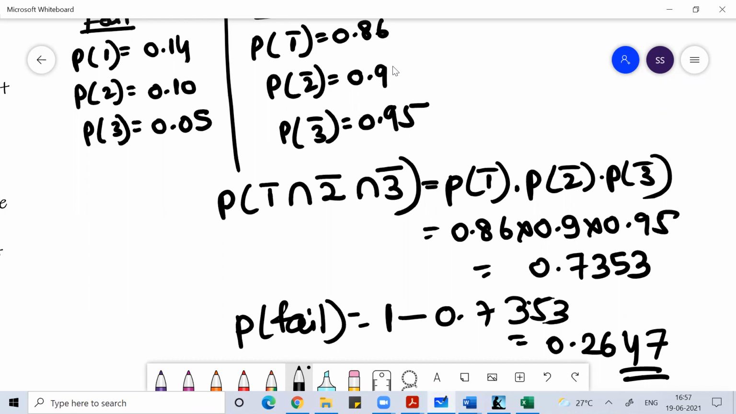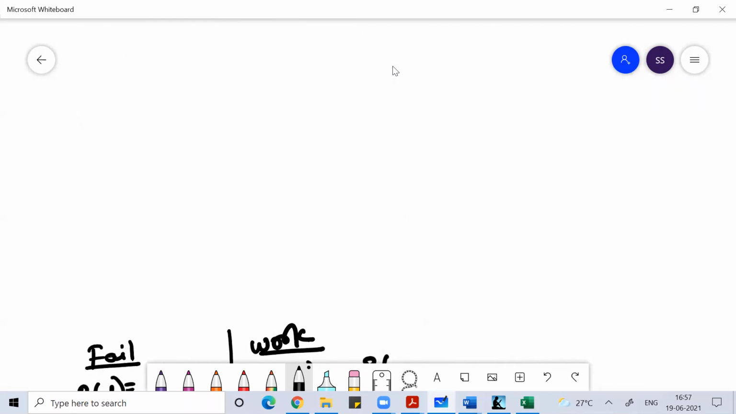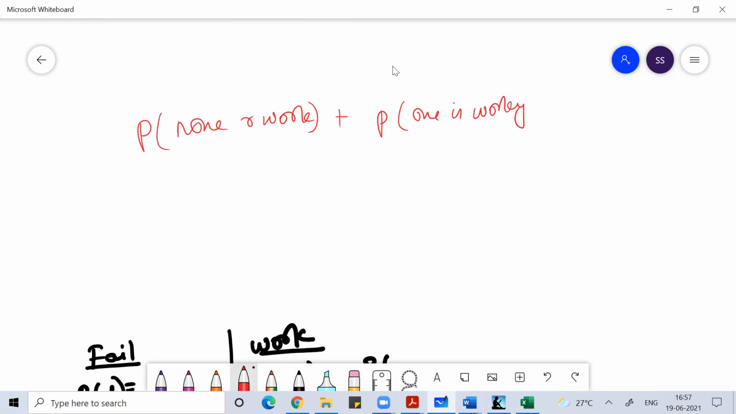So if three components are there, there will be one scenario where none are working. Then there would be three possibilities that, out of three, one is working. So the probability that one is working and two are not working, for that, three scenarios can be there. Okay, 3C1, you can understand.